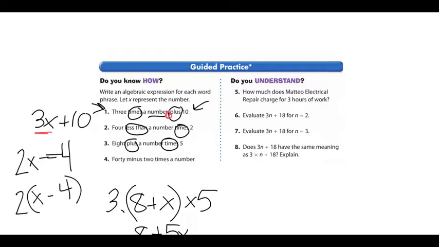So go ahead and try number 4 on your own. 40 minus 2 times the number. See what you get. Okay, I'm going to move on to number 5. So pause and do number 4.